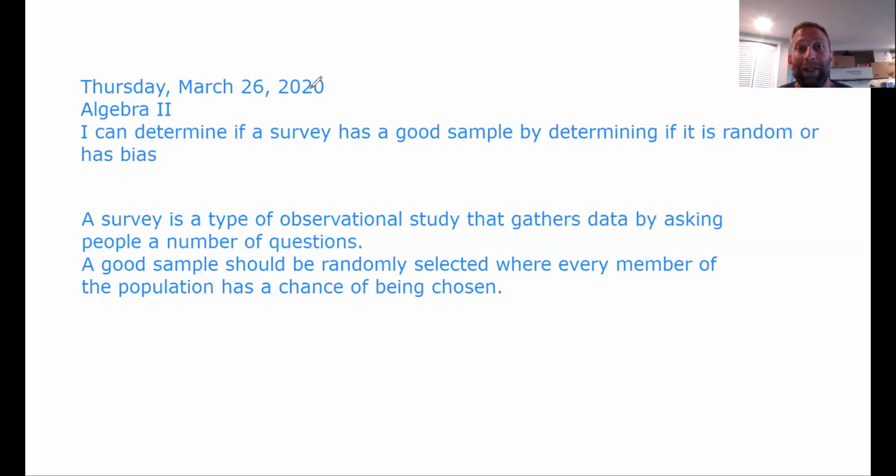So what I'm going to do is I'm going to choose a sample of the population that represents the population. So there's a good sample and there's a bad sample. And to determine if a sample is good or bad, I need to determine if there's any bias. So here, let's have you take a look at me. So I'll give you an example of bias.